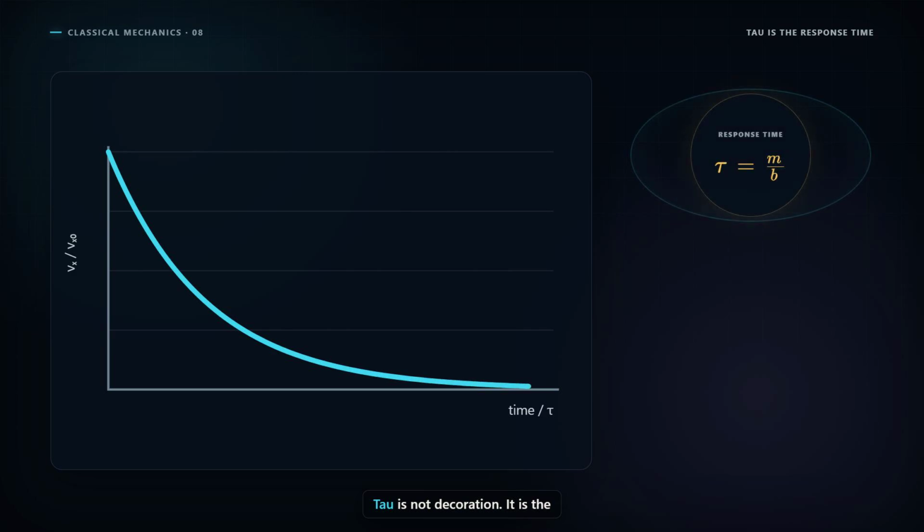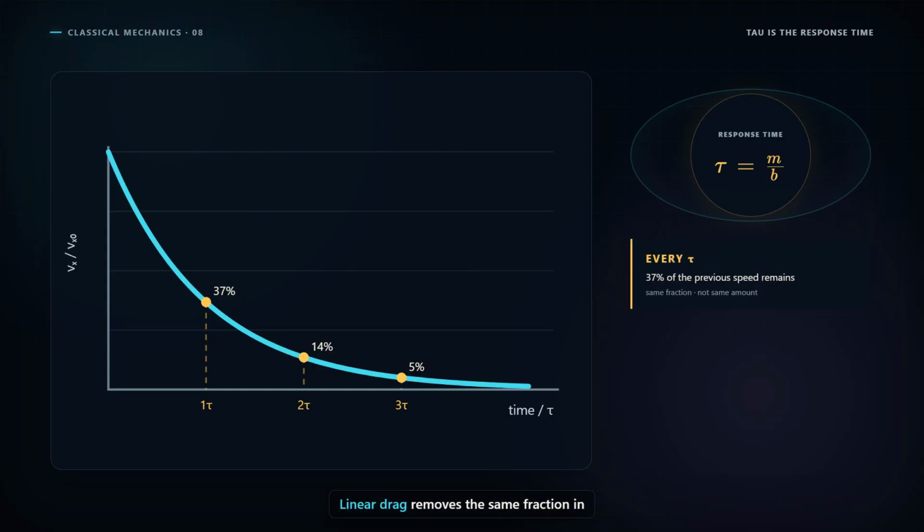Tau is not decoration, it is the clock of the system. After 1 tau, only e to the minus 1, about 37% of the initial horizontal speed remains. After another tau, 37% of that remainder survives. Linear drag removes the same fraction in each equal response time interval, not the same number of meters per second.